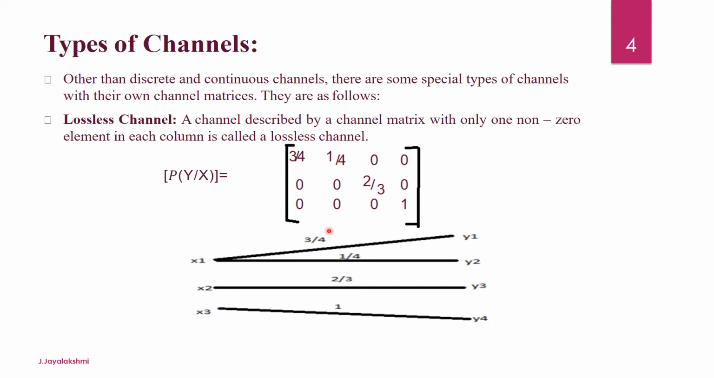Once the channel matrix is formed, if you look into the columns and there is only one non-zero element in each and every column, then such a channel is called a lossless channel. You are not going to look at the rows. Even in this row you can see more than one element, here one element and here one element. You are not bothered about the row elements. We are concerned about the column elements, where each column has only one non-zero element.